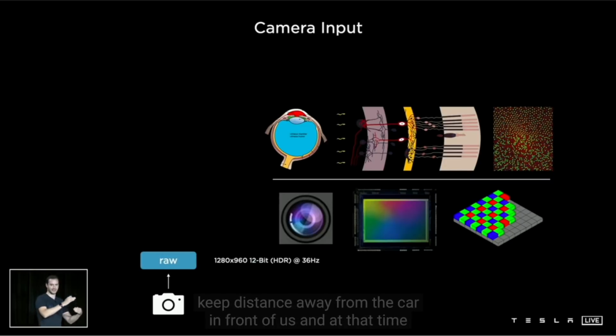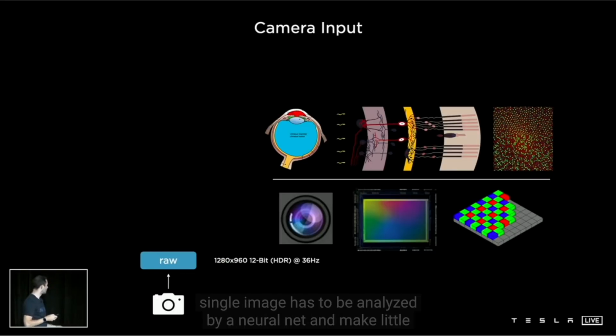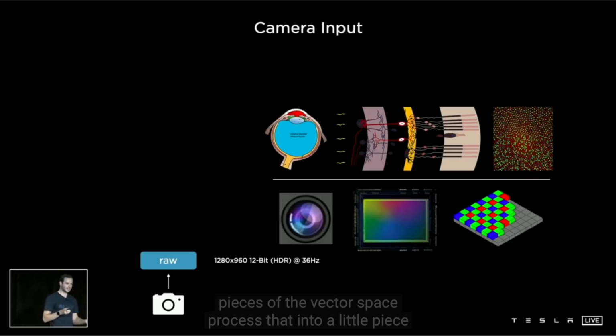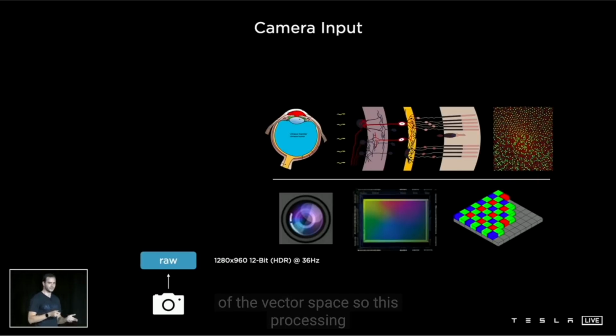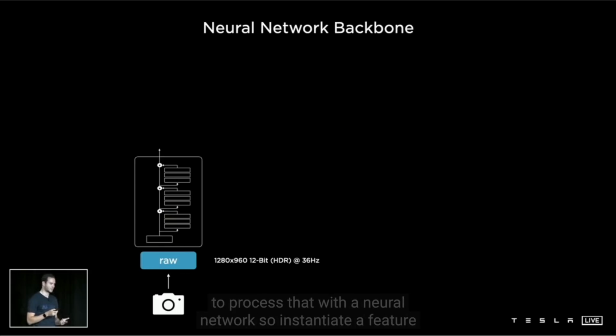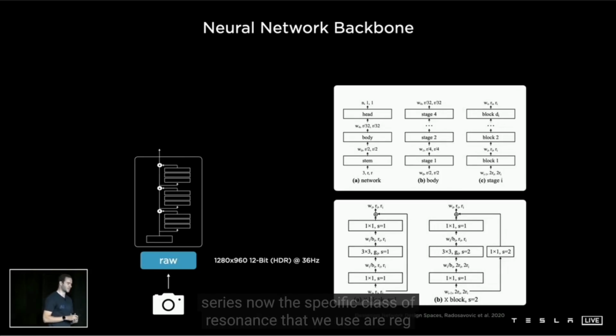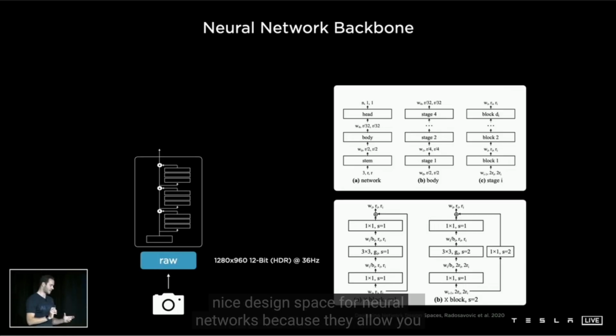So a single image has to be analyzed by a neural net and make little pieces of the vector space, process that into little pieces of the vector space. So this processing took the following shape. We take a 1280 by 960 input, and this is 12-bit integers streaming in at roughly 36 hertz. Now we're going to process that with a neural network. So we instantiate a feature extractor backbone. In this case, we use residual neural networks. So we have a stem and a number of residual blocks connected in series. Now the specific class of ResNets that we use are RegNets, because RegNets offer a very nice design space for neural networks because they allow you to very nicely trade off latency and accuracy.